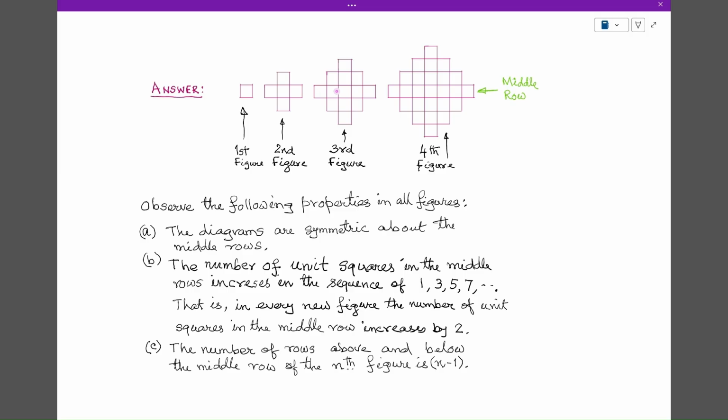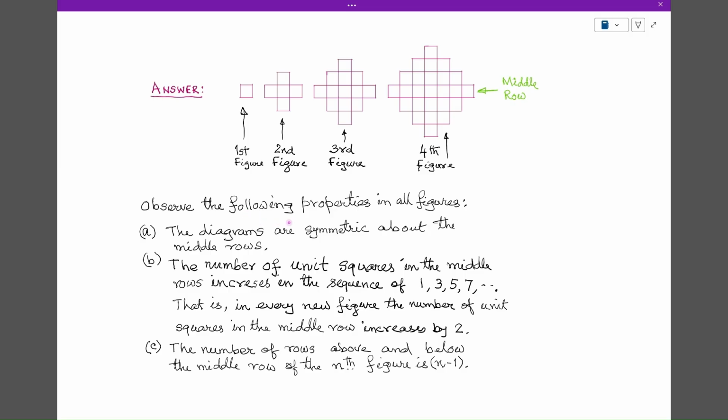Similarly, in the third figure, there are 1, 2, 3, 4, 5 unit squares in the middle row, 3 here and 1 here. Similarly, 3 here and 1 here. So there are in total 13 unit squares in the third figure. Similarly, if you will count, you will find that in the fourth figure there are 25 unit squares.